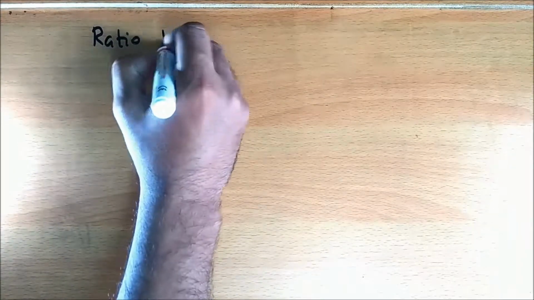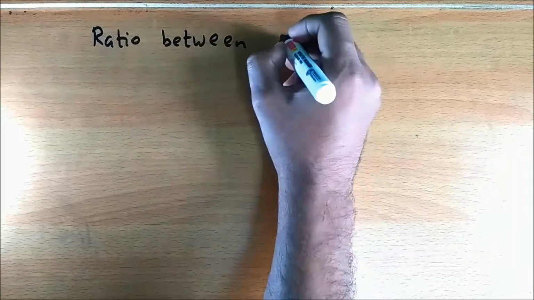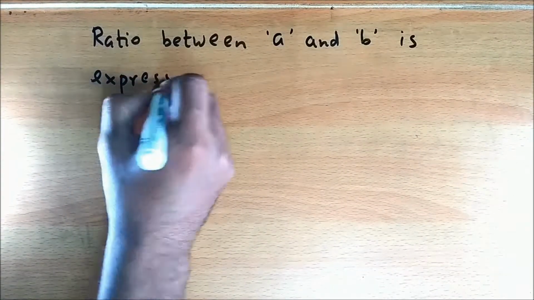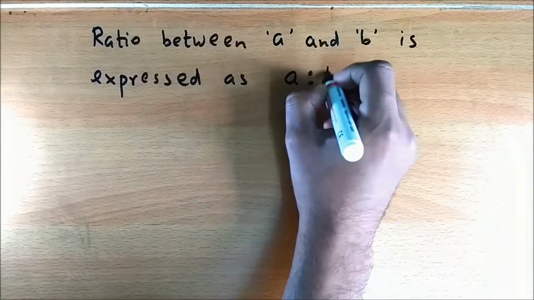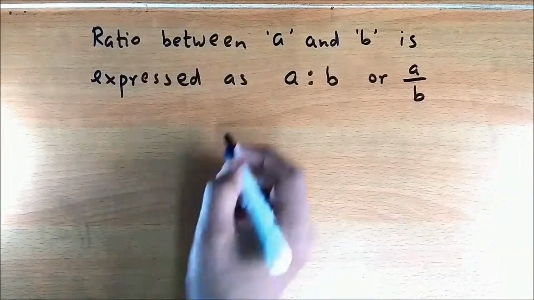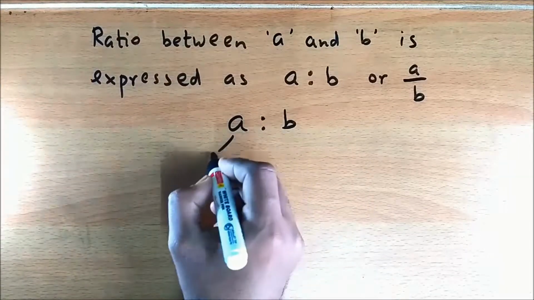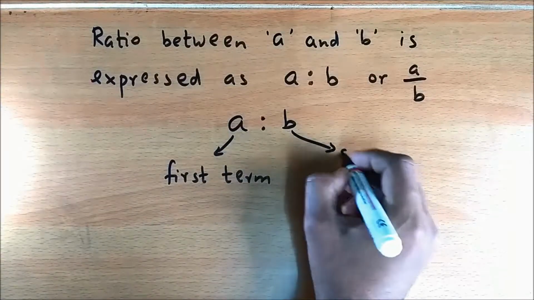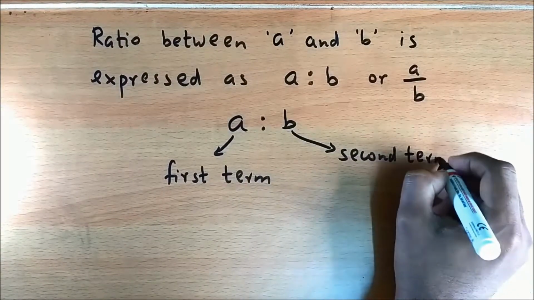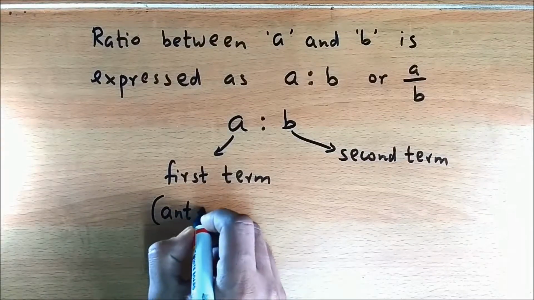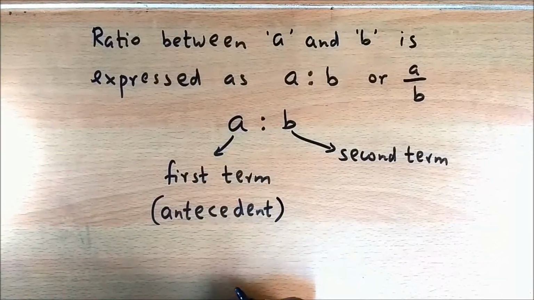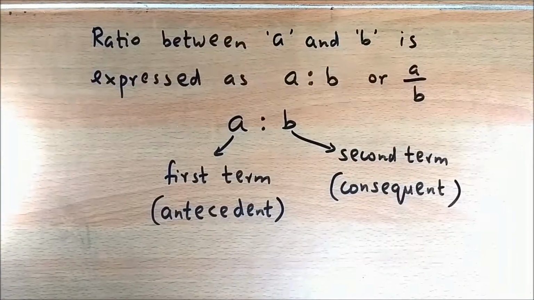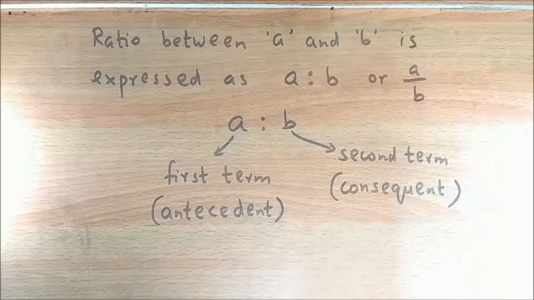Ratio between, say, A and B can be expressed as A is to B or A by B. Now in A is to B, A is called the first term. Yes, the first term. So B would be the second term. Now the first term is also called the antecedent, and the second one is called the consequent.